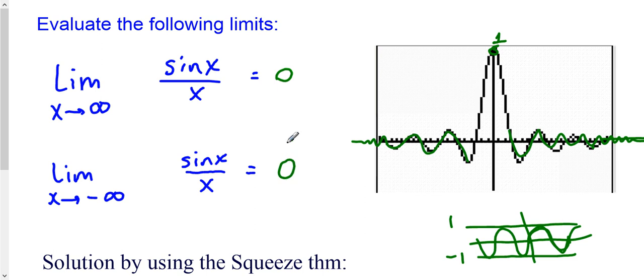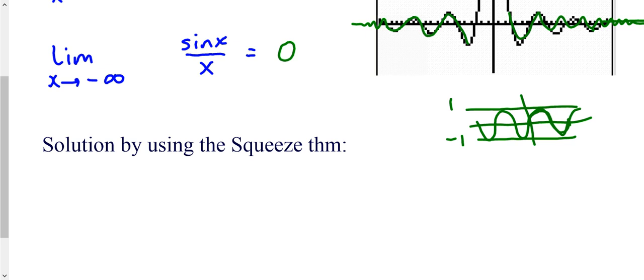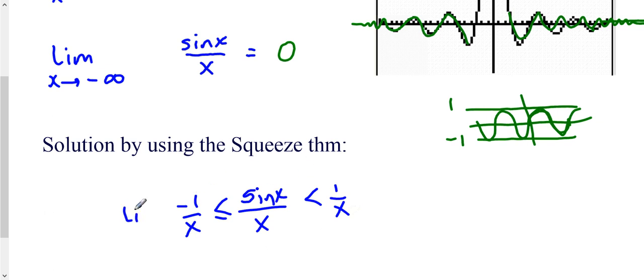As a matter of fact, if you did not graph this function, you can still get an answer because you could have rationalized it as follows. You could say, okay, sine x over x. I know that that will always be between negative 1 over x and positive 1 over x. How do I know that? Because sine x is between negative 1 and 1, right? And now take a limit of each side as x goes to infinity. So take a limit of the left-hand side and also take a limit of the right-hand side as x goes to infinity.